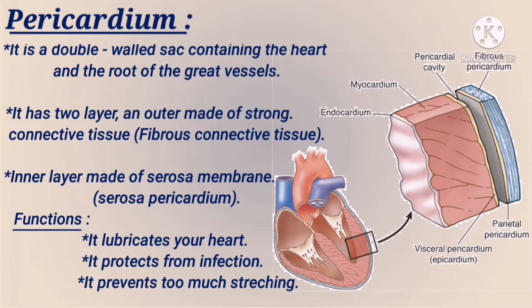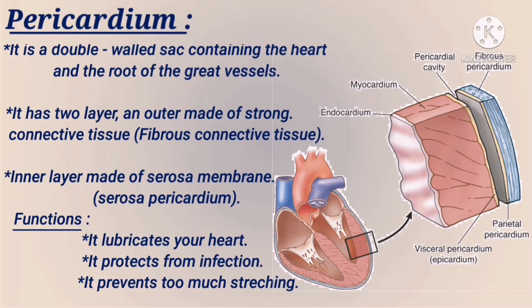It is a double-walled sac containing the heart and the root of great vessels. Great vessels are superior and inferior vena cava, pulmonary artery, pulmonary vein, and aorta. These are also covered by pericardium. Pericardium has two layers. An outer layer made up of strong connective tissue called fibrous connective tissue, and an inner layer made up of serosa membrane called serous pericardium.